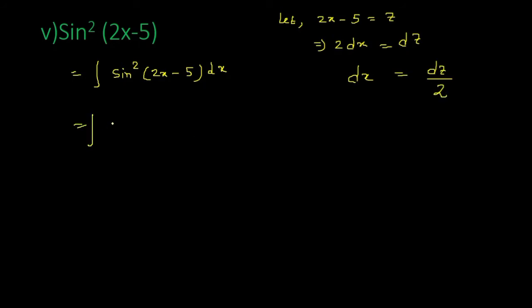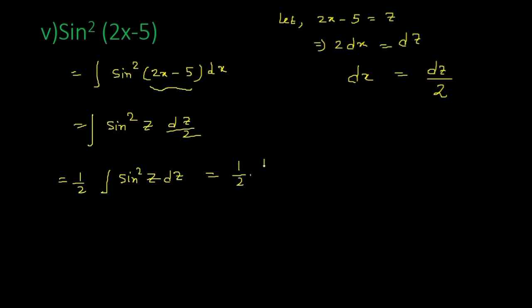So putting this here, that will become sine square. So what is 2x minus 5? The 2x minus 5 is nothing but z, and dx is dz by 2. So that will become half sine square z dz. Now we know the integration of sine z, but we don't know the integration of sine square z. So we have to simplify the result. How to simplify it? Take a half here and multiply sine square z by 2. Then that will become 2 sine square z dz.